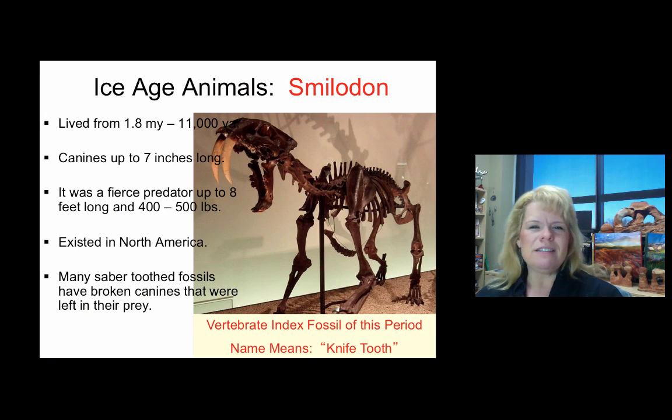So that brings me into the Ice Age animals. For testing purposes, if their name means something, you need to know that. You need to recognize when they lived and what kind of animal they were. Are they a vertebrate index fossil for the last Ice Age? Most of them are. So the Smilodon, you probably know as the saber-toothed cat. Please don't call them saber-toothed tigers. They're not even related to tigers.